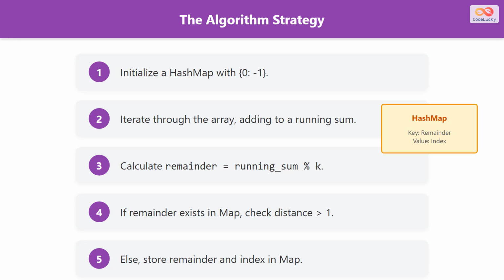So our strategy is efficient. We will use a hash map to store the remainder of the running sum and its index. We start by putting a base case in the map, remainder 0 at index -1. Then, we walk through the array. For every number, we update the running sum, calculate the remainder, and check if we have seen this remainder before in our map.